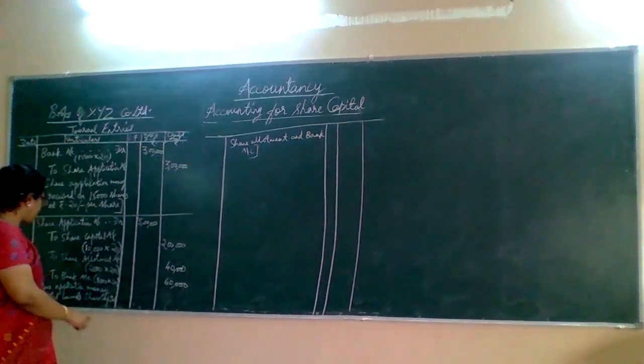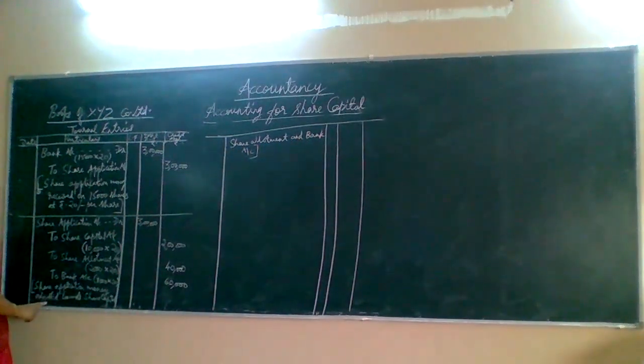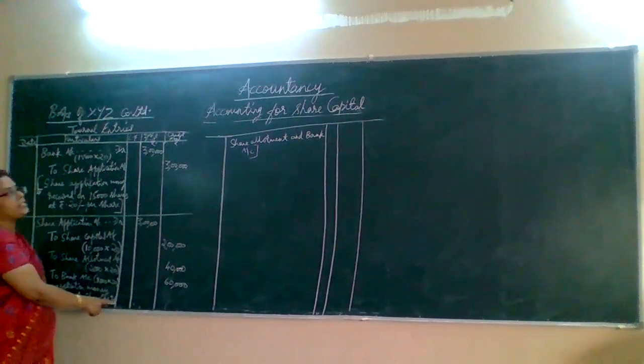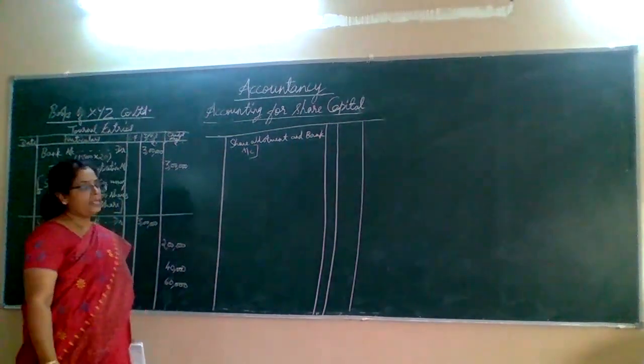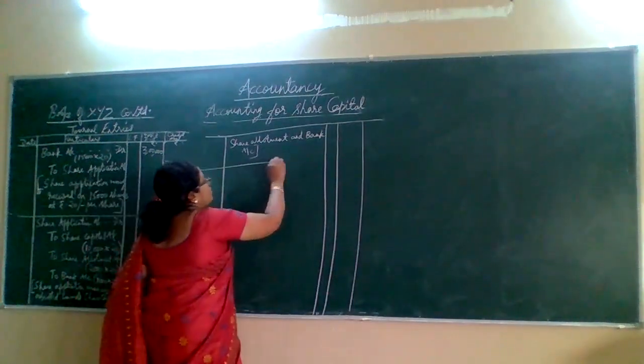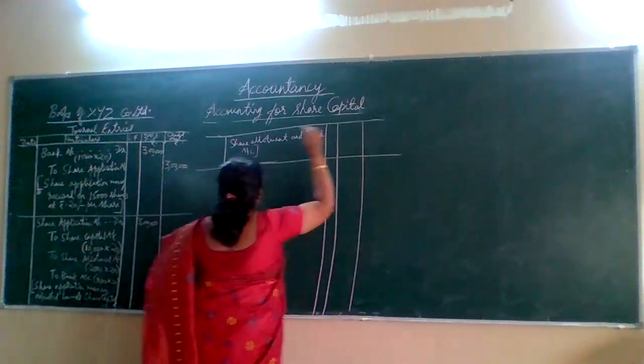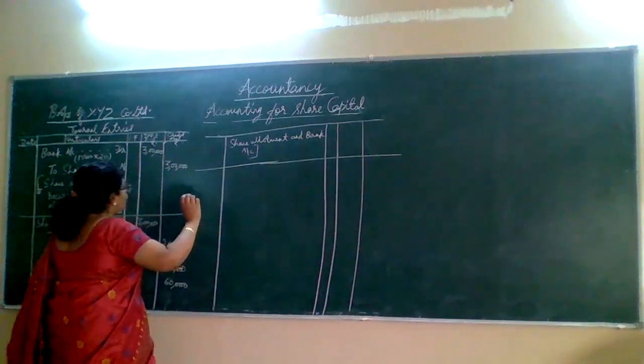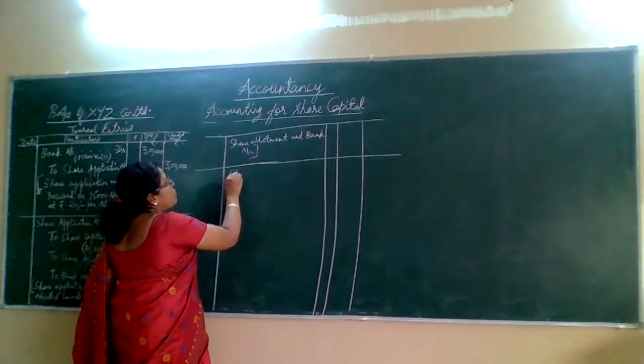Repeat narration for the second one. Share application money adjusted towards share capital, share allotment and bank account. So for application it's over. Next will be for allotment. So what is the entry for allotment? First, share allotment money due will have to be shown.